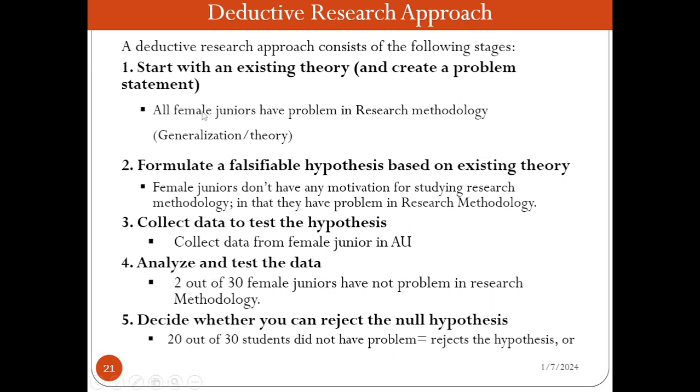I'm sorry, I'm really sorry. If our generalization is all female juniors have problem in research methodology, in case our finding is something like this, 2 out of 30 female juniors have not problem, this is right, because only 2 people do not have problem, then 28 other girls have problem, then this generalization is right. But down here, if 20 out of 30 students did not have problem, then this generalization is wrong, because we said all female juniors, not most of female juniors. So now 20 out of 30 students did not have problems. So it is fine, right?